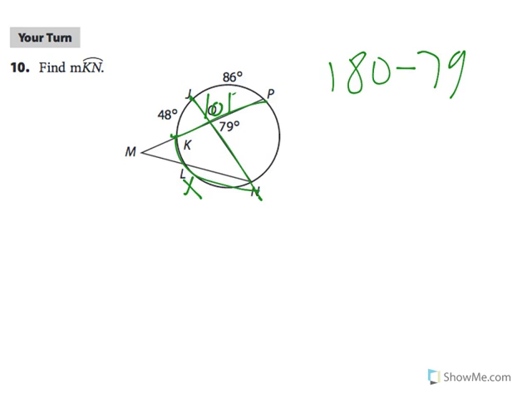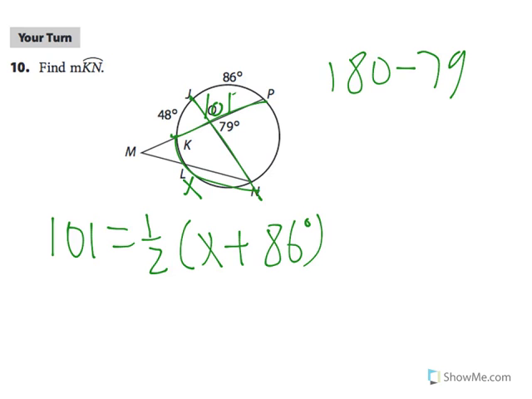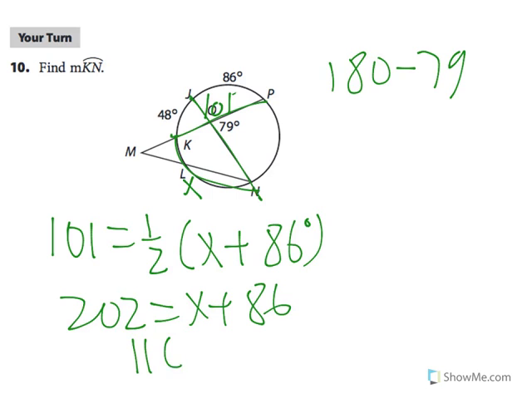Call this part X. So we say 101 equals 1/2 of X plus 86. So times that, so it will be 202 equal to x plus 86. Subtract 86 from both sides. So it will be 116, which gives us our x in terms of degrees. So then that's the measurement from K to N.